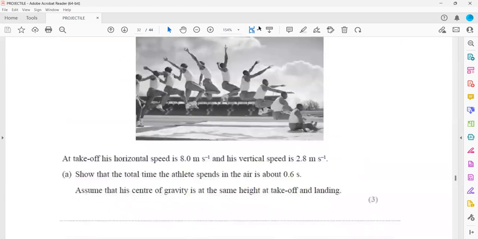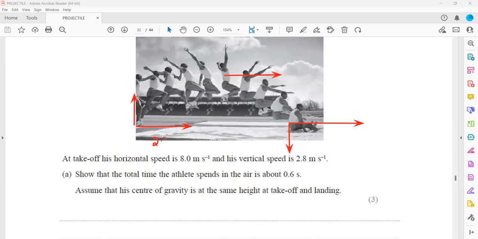Basically what happened, if we ignore the air resistance, as we are solving such question, we ignore the air resistance. The horizontal speed was 8 and the vertical speed was 2.8. When the athlete is at its maximum height, he's having only the horizontal speed, which is 8, but there's no vertical speed. But if he lands on the same position, then he will also have the same vertical and the horizontal speed, but the direction will be opposite.